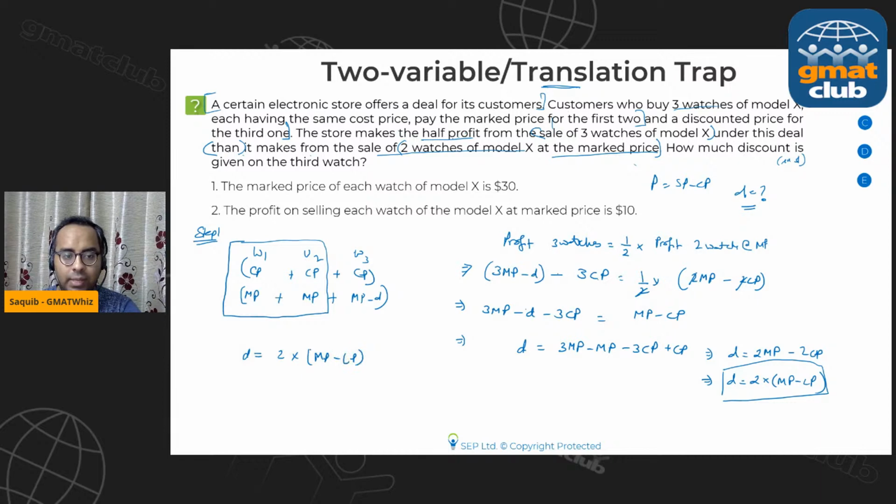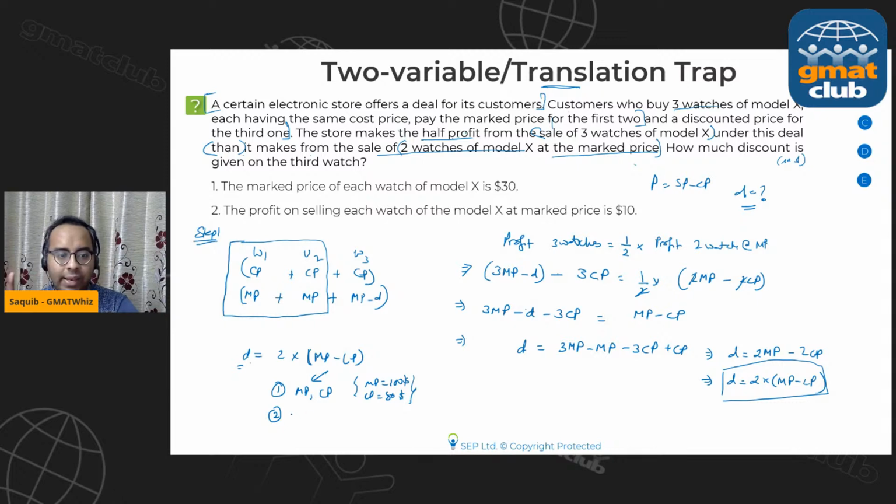Whenever you have something like this, make a mental note that I can get the value of D in at least two ways that I can think of. One is if I know the individual values of MP and CP. So if they tell me that MP is 100, CP is 80, if they give me individual values like this, then I can get my value of D.